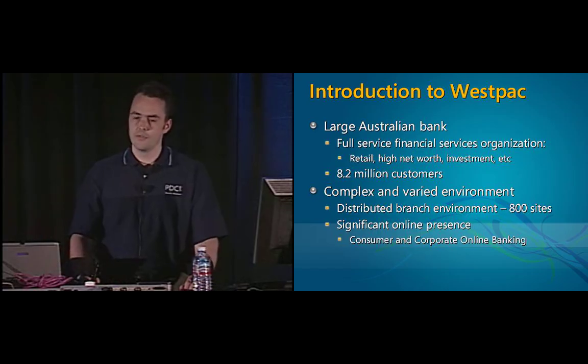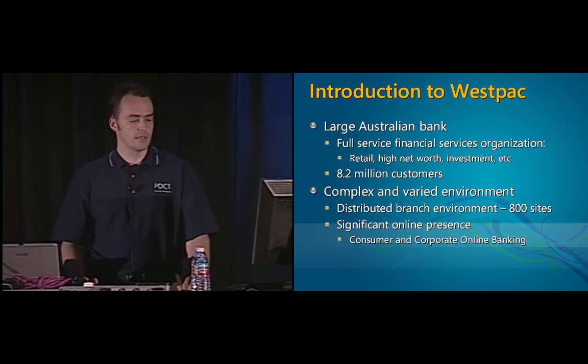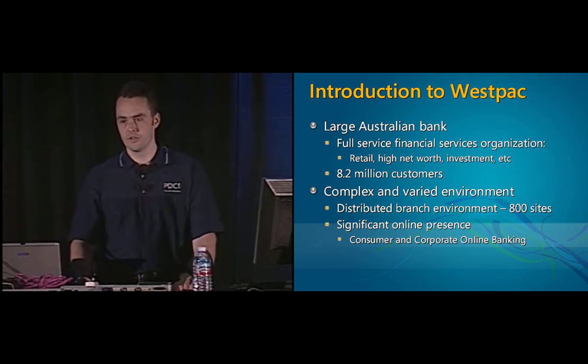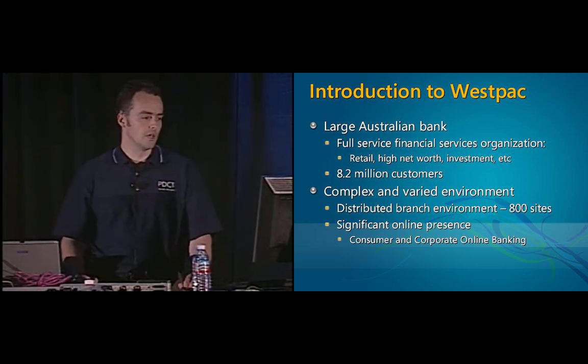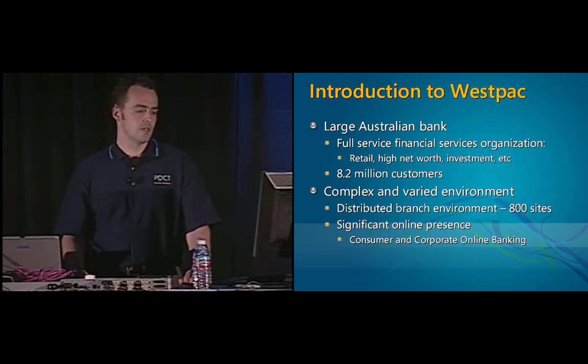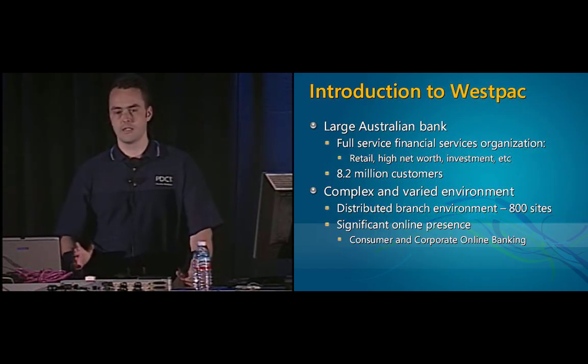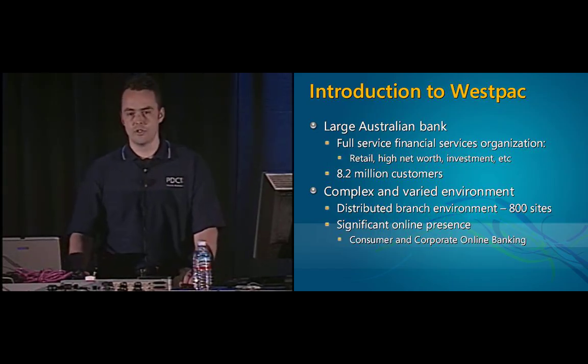So to go through some of these issues in a little bit more detail, what I'd like to do is to introduce you to David Palmer from Westpac Bank, which is an Australian bank. It's one of what we call the big four banks in Australia, a very large bank. It's a full services financial services organisation. So it does everything from dealing with retail consumer customers through to high net worth customers, investment, funds management, corporate banking, basically the whole range. And they have about 8.2 million customers.